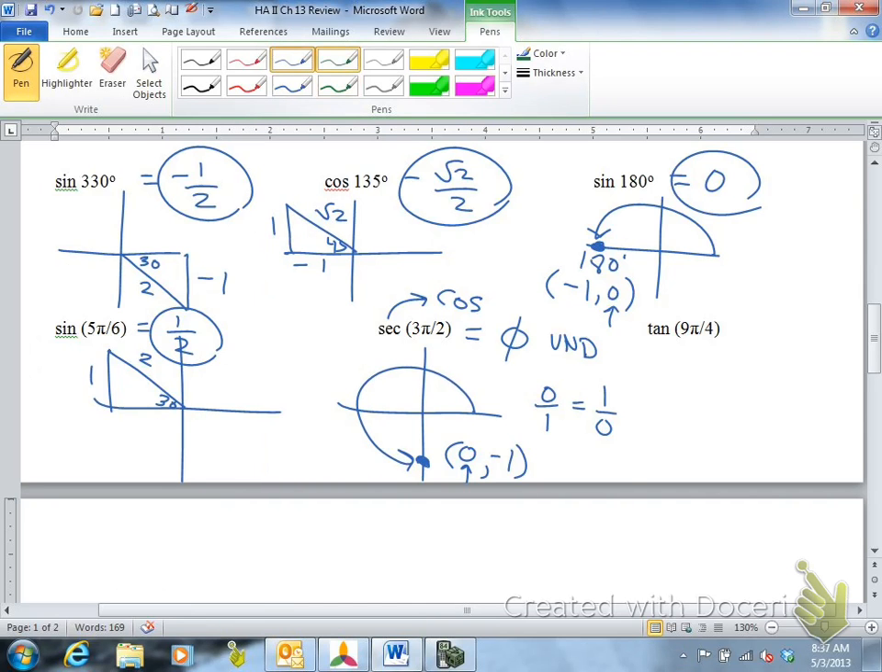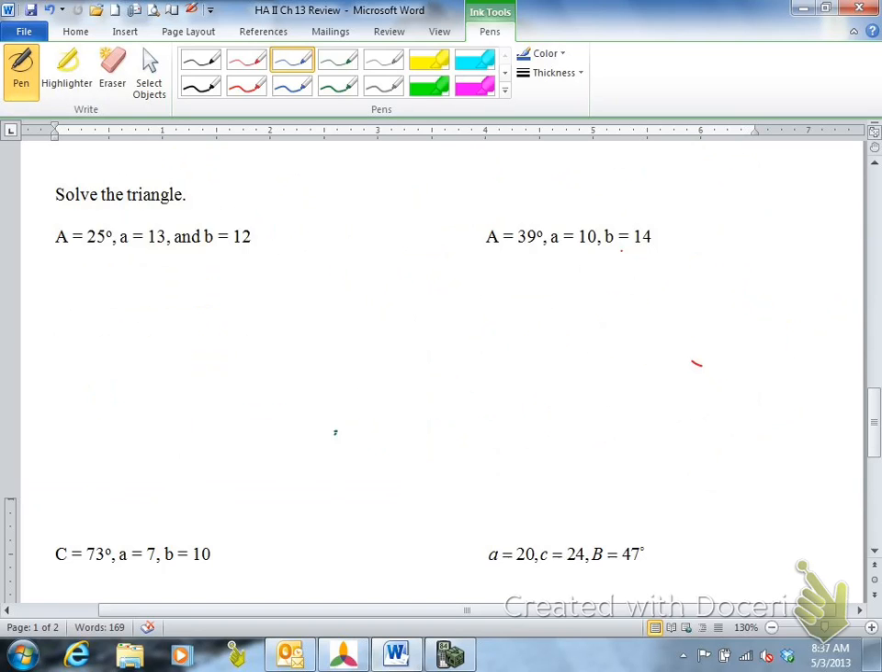And then tangent of 9 pi over 4. 8 pi over 4 is 2 pi. So this must be an extra pi over 4, which is in the first quadrant. So you have an angle that's, I guess that would be 360 plus 45, 405 degrees if you changed it. So tangent would be 1. Positive 1. This is plus, this is plus. Not that you can see those, but on the next page, solve the triangle.